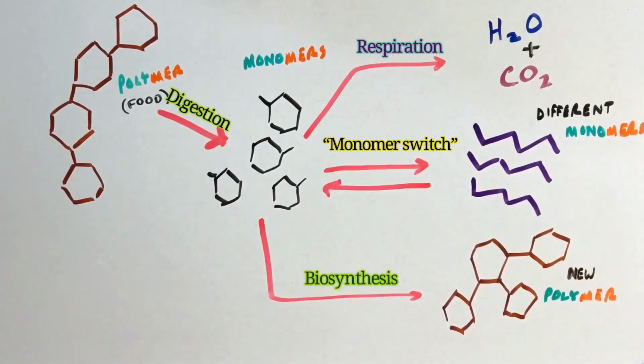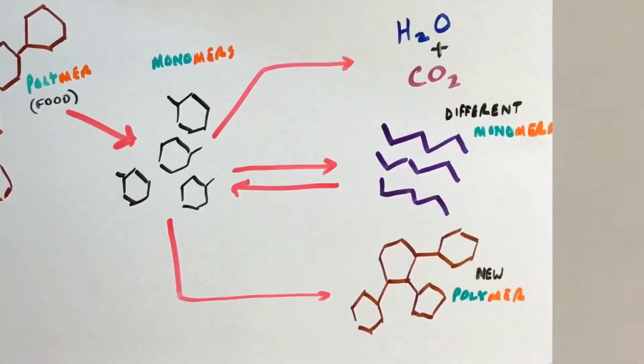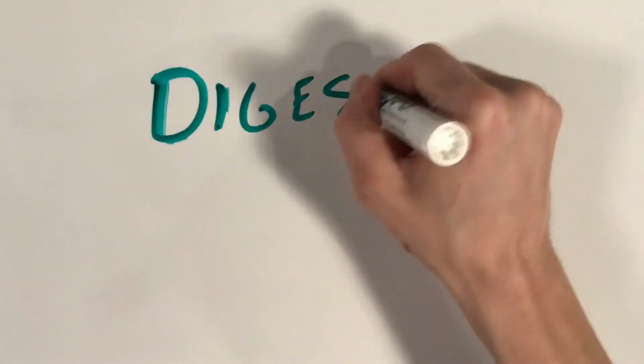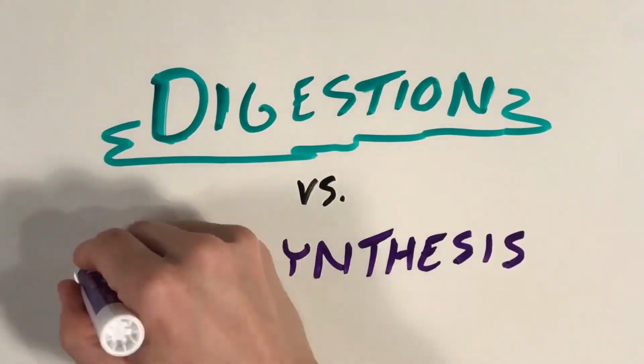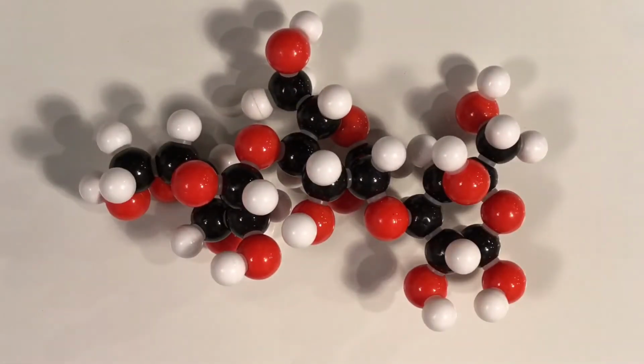So if we label all the major pathways that food molecules can travel through the molecular machinery of the cell, it might look a little like this. Now that we know the basics, let's look at the processes of digestion and biosynthesis in a bit more detail. If we're really serious about understanding these molecules, we can actually build them with our molecular modeling kit.